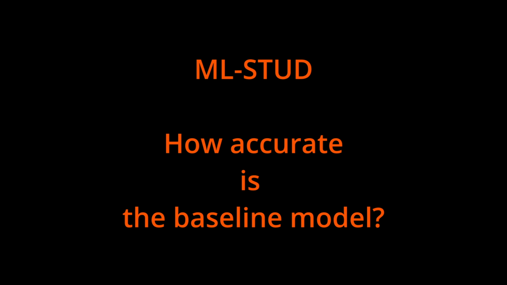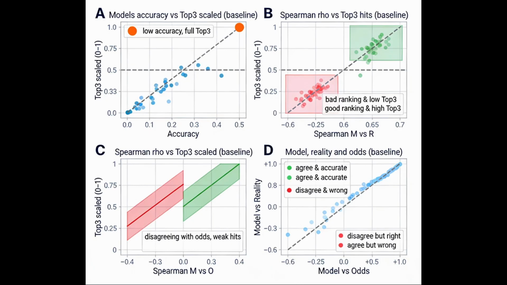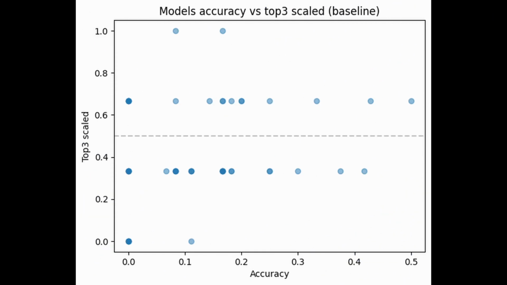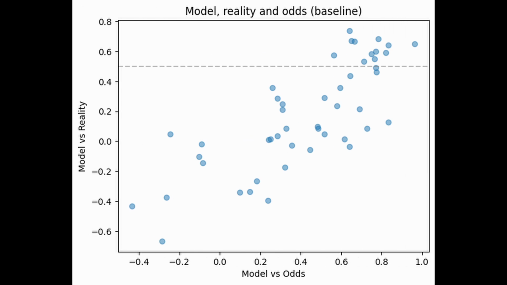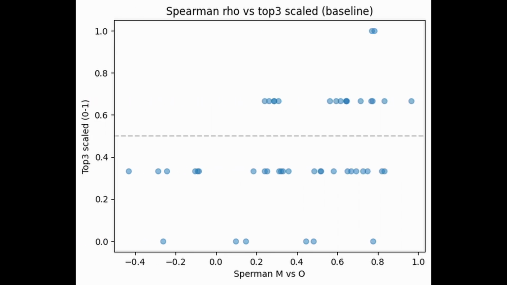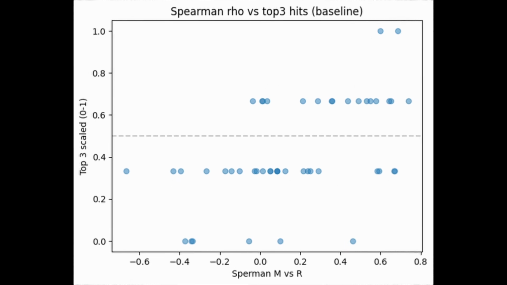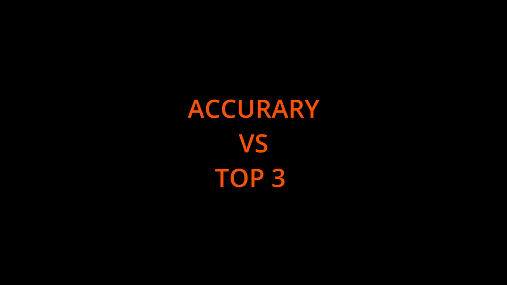Can a machine learning model describe harness races in a meaningful way, or is it just another overfitted spreadsheet? In this video, I'll walk you through 4 simple scatter plots that show how my current baseline model behaves against reality and against the market odds, and what that tells us about the quality of its predictions.